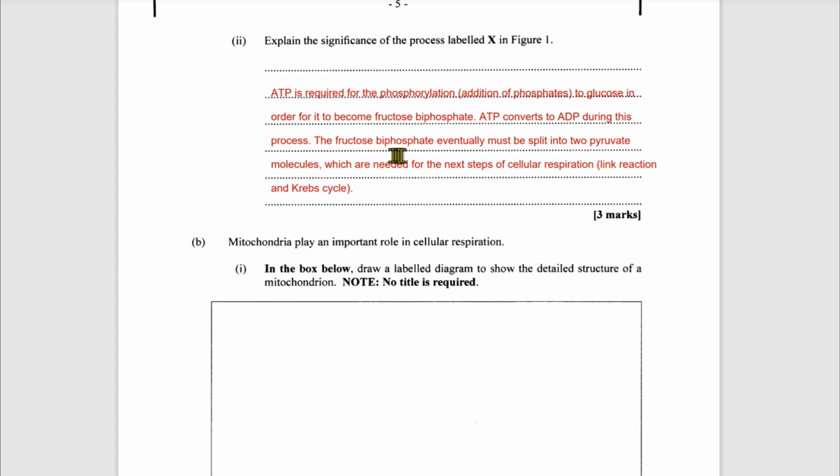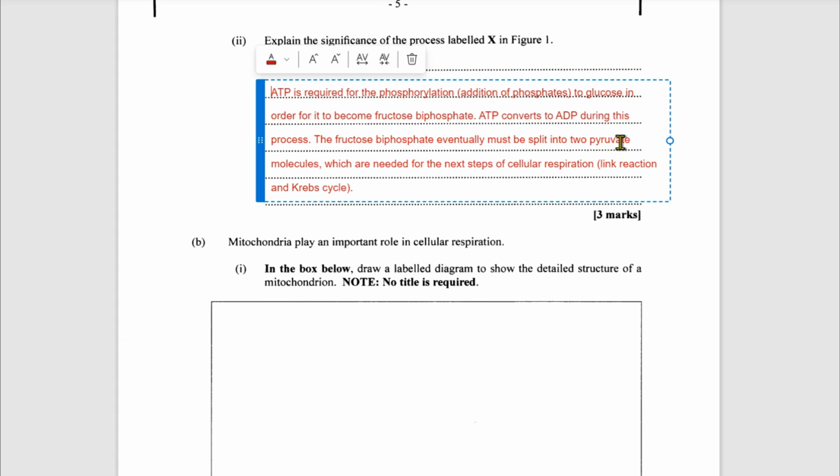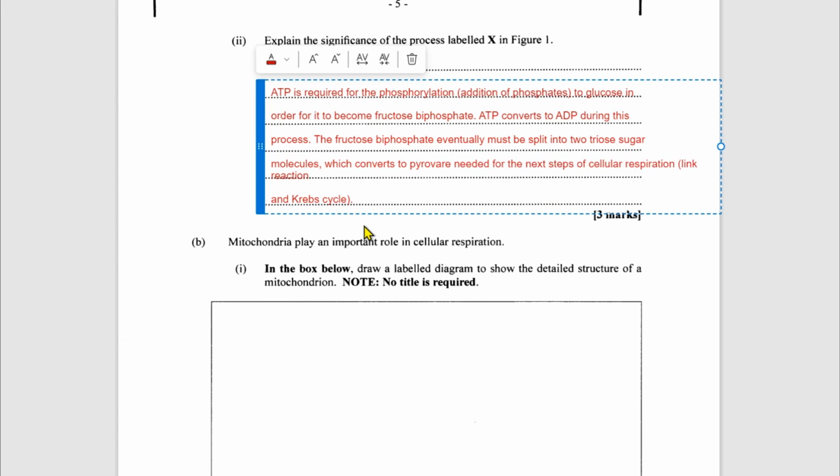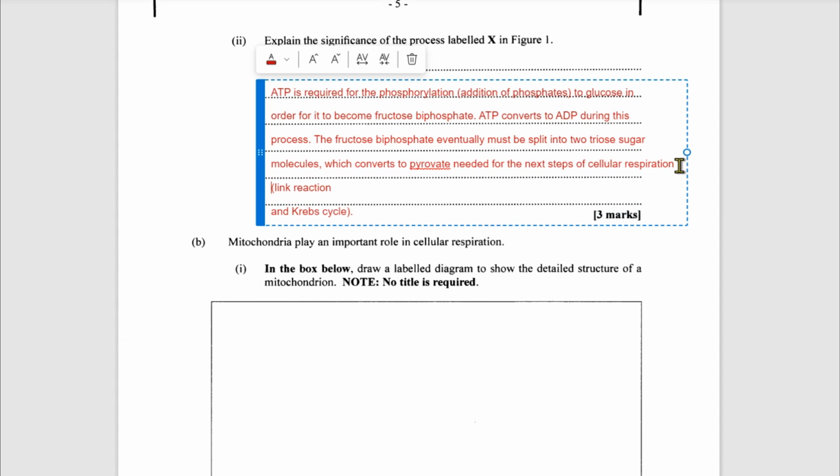The fructose biphosphate eventually was unstable, so it must be split into 2 pyruvate molecules, which are needed for the next steps of cellular respiration. Well, actually here, I should say it must be split into 2 triose sugar molecules, which convert to pyruvate, which is needed for the next steps of cellular respiration.